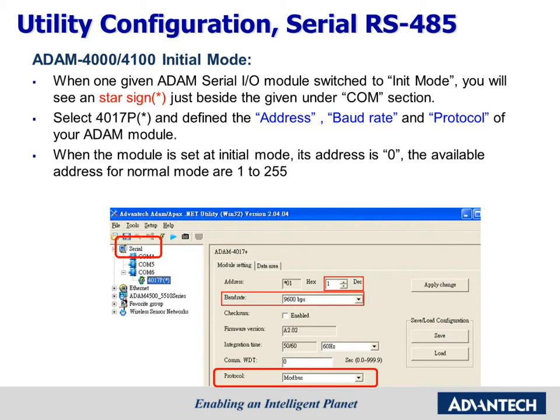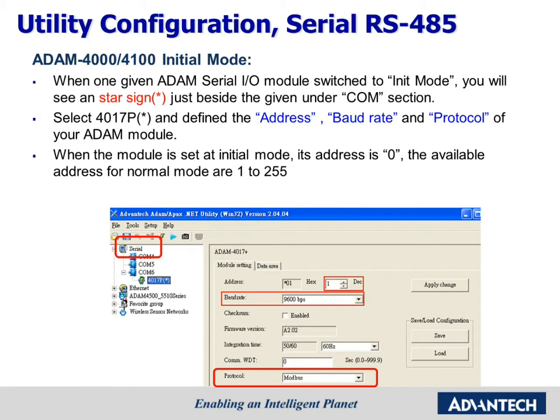If utility detects a module with star sign, this indicates this module is set to initial mode for user to do the further configuration on this module. If utility detects a module with device ID, this indicates this module is set to normal mode and with the protocol you configure in initial mode.